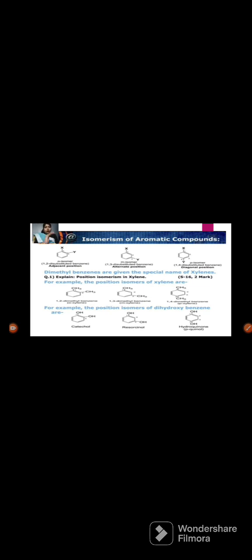So you must have got an idea of isomeric forms of aromatic compounds. Basically there are three isomeric forms, which are ortho, meta, para. So these are all examples. One question was also given to you in the previous discussions, in the previous PDF. So there was one question: explain the position isomerism in xylene. So this is the answer, that position isomers of xylene are orthoxylene, metaxylene, and paraxylene. Okay.